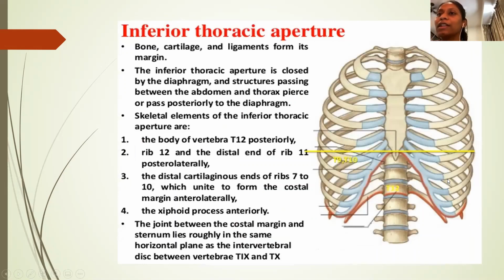Next, we move on to the inferior thoracic aperture. This inferior thoracic aperture is actually closed by the diaphragm, and the structures passing between the abdomen and the thorax pierce or pass posteriorly to the diaphragm.